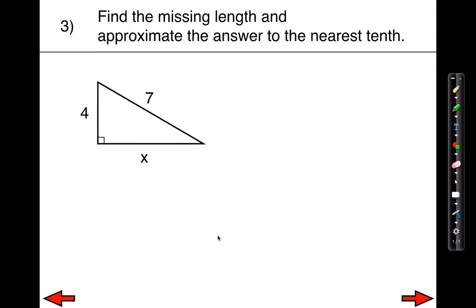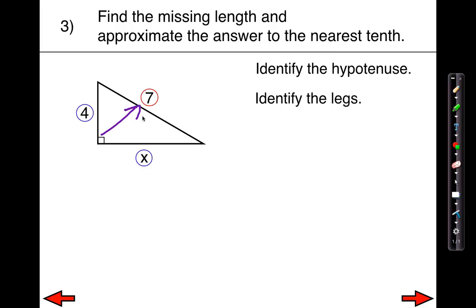Okay, so let's try another one. It says find the missing length and approximate the answer to the nearest tenth. So here, let's find the hypotenuse. I'm going to say it's 7, making 4 and x the legs. Plugging into my formula, a squared plus b squared equals c squared, I'm going to be left with 4 squared plus x squared equals 7 squared. 4 squared is 16, so we have 16 plus x squared equals 7 squared, which is 49.